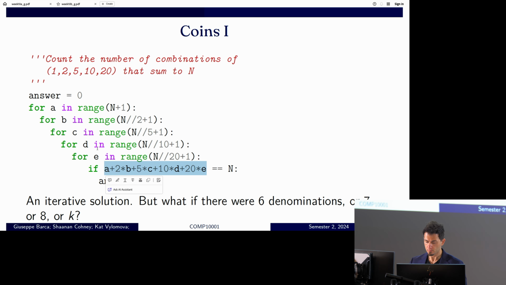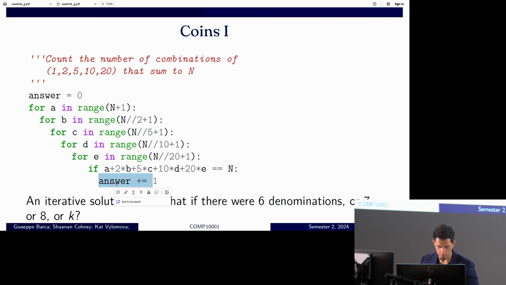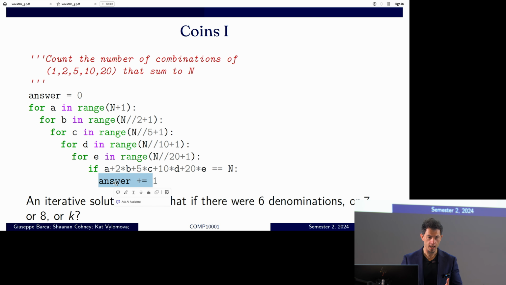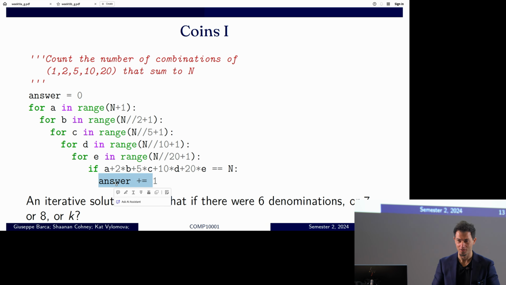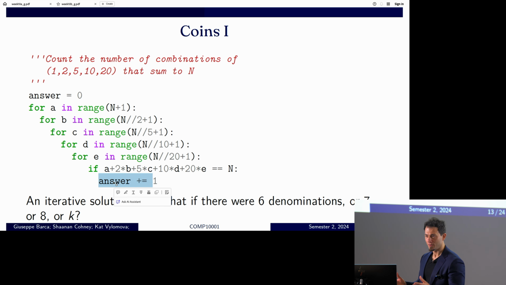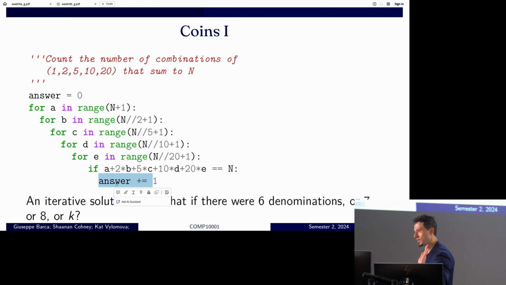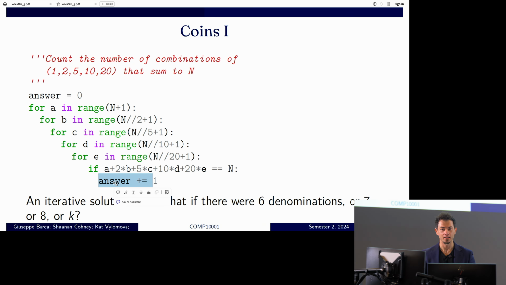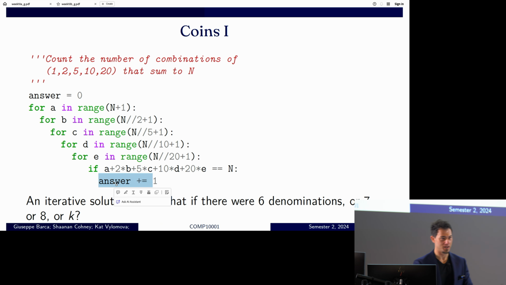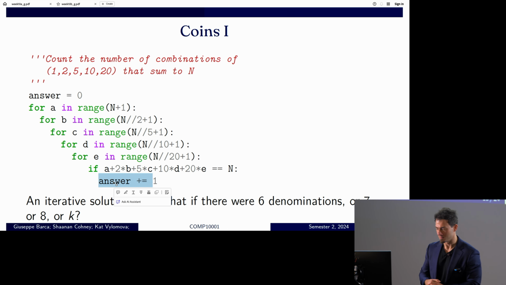It's going through basically all the combinations. Many of these combinations will not make up n. And if the combination makes up n, we increase this counter. Now, obviously, this is not a very efficient solution. If I have more denominations, this grows more and more, and it's also combinatorial in complexity.